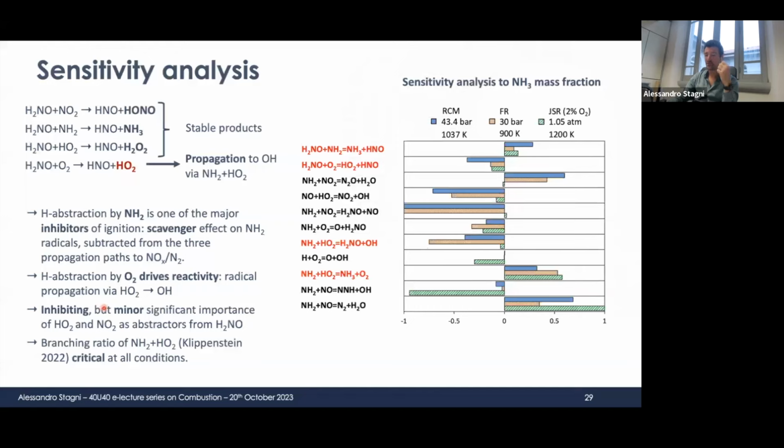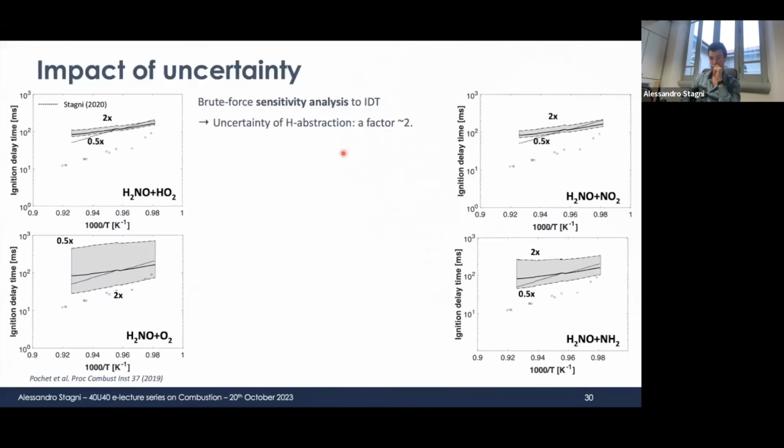On the other side, there is a smaller inhibiting effect of HO2 and NO2 as abstractors from H2NO, which is not even reported here. The major reactions counteracting reactivity are related to H abstraction by NH2, as you can see here, which is the first one. To assess the impact of uncertainty, we perform a brute force sensitivity analysis on ignition delay time. So basically, we took these four reactions and asked what happens if we multiply or divide each of them by a factor 2, which is anyway within the experimental uncertainty. We selected some literature data by Pochet in 2019, and we calculated ignition delay time in a rapid compression machine, considering the volume history, by multiplying or dividing each reaction by a factor 2.